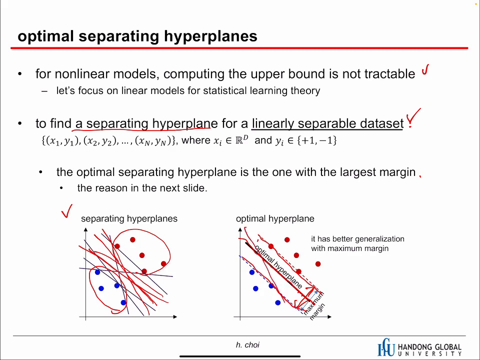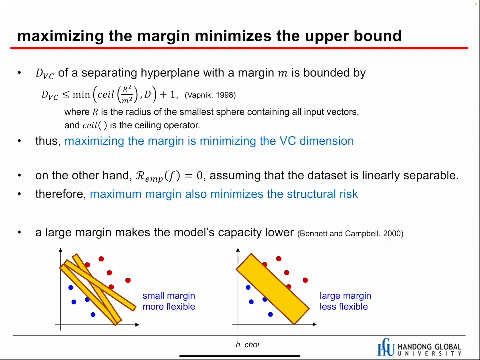When we have two lines like this, the margin is small, so we have to control these two lines. Now we're going to talk about why the optimal separating hyperplane is the one with the largest margin. The VC dimension of a separating hyperplane with margin M is bounded by this equation. Maximizing the margin is actually minimizing the VC dimension.